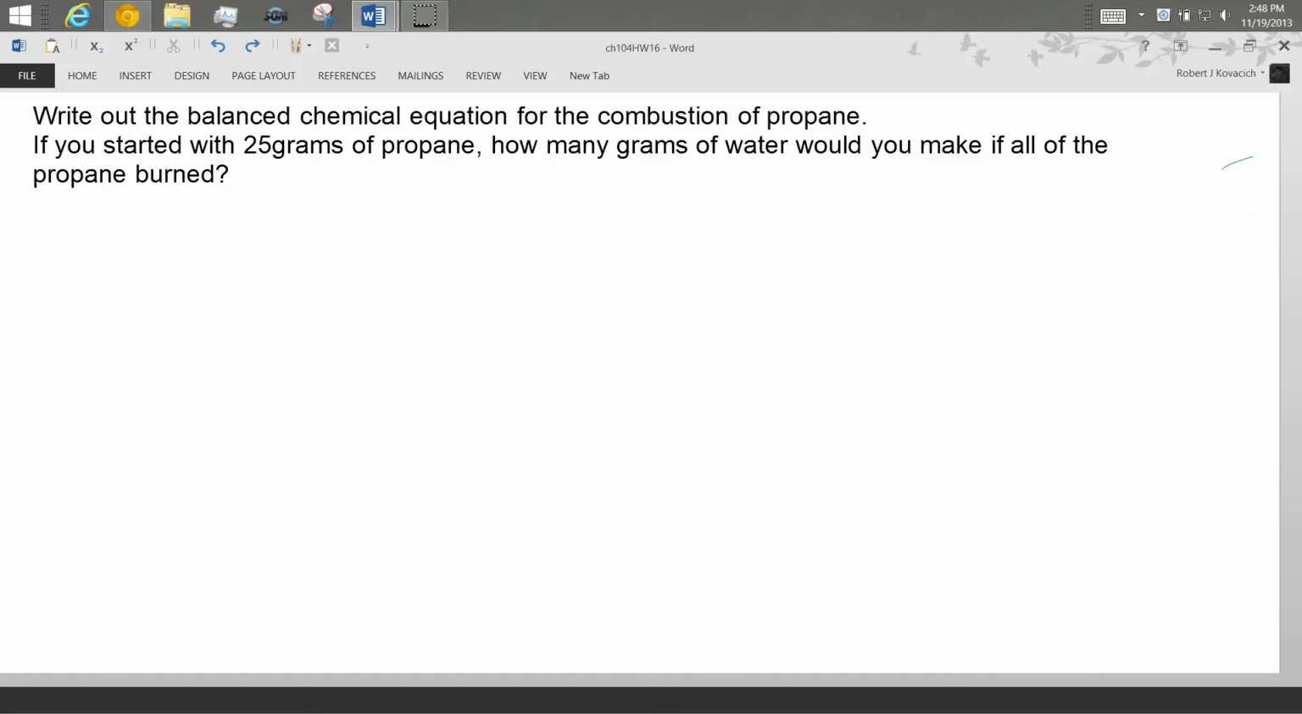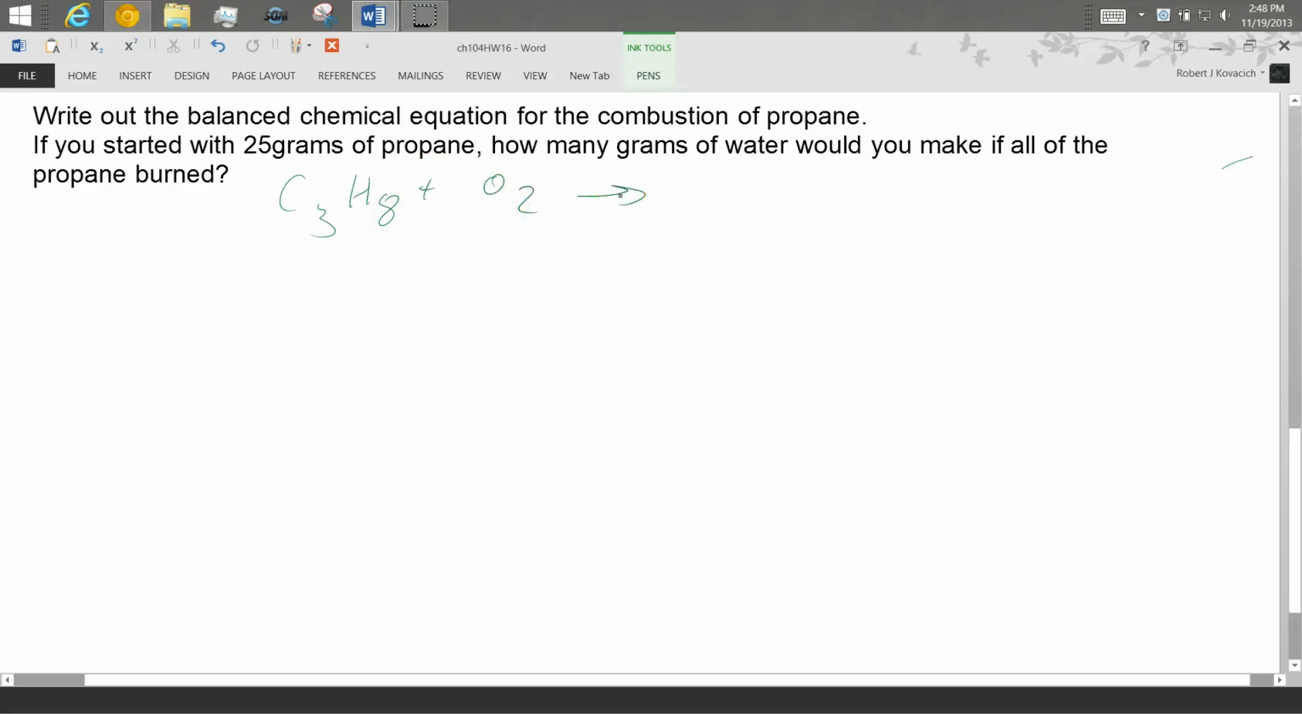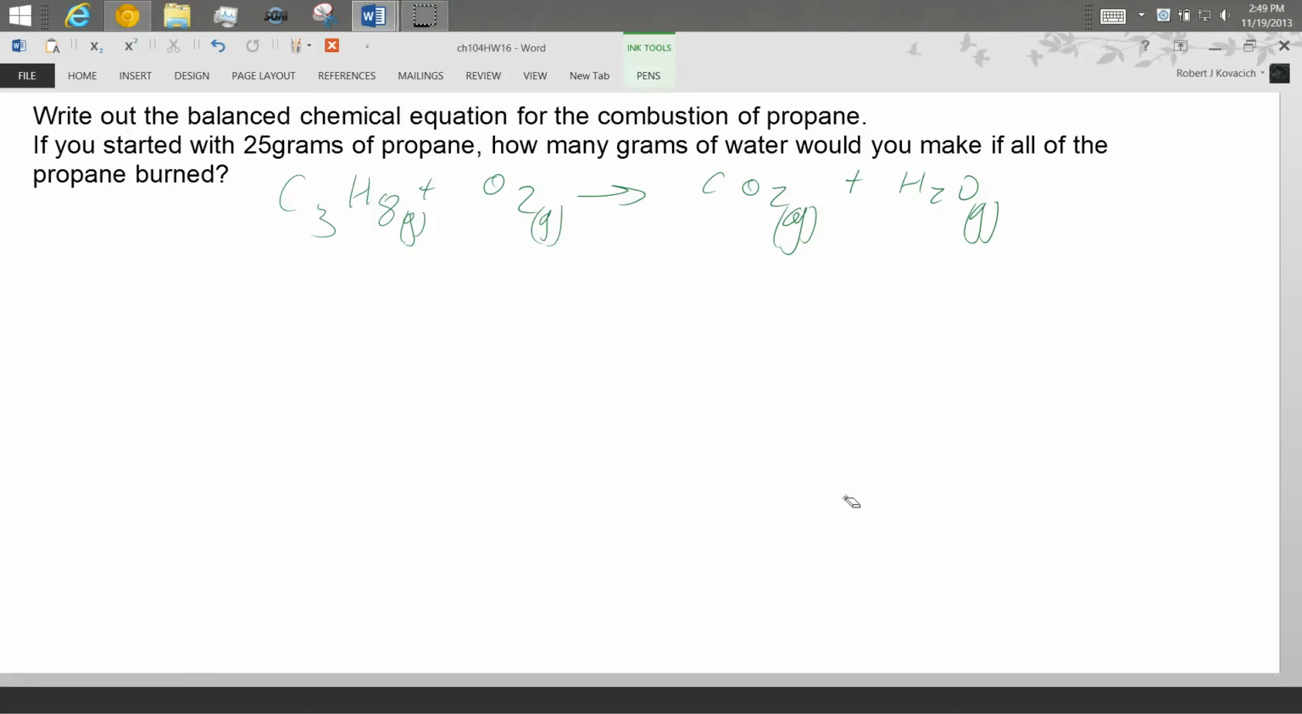Okay, so combustion of propane. So what's the propane molecule look like? And it's combustion, so what do I need? And when I burn a hydrocarbon, what do I get? And the states for these things? Let's just write everything down as a gas. That works. And balancing it. Three. That look good?